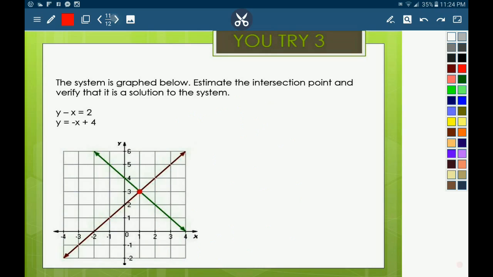So I would like you guys to give this a try. Read the point off the graph and verify by plugging into the system.